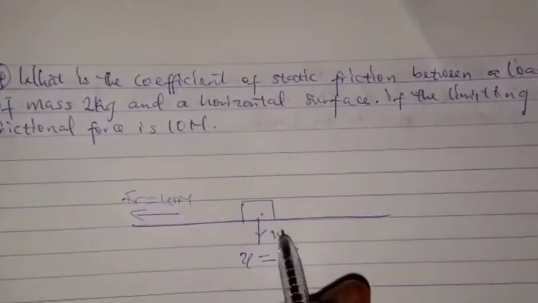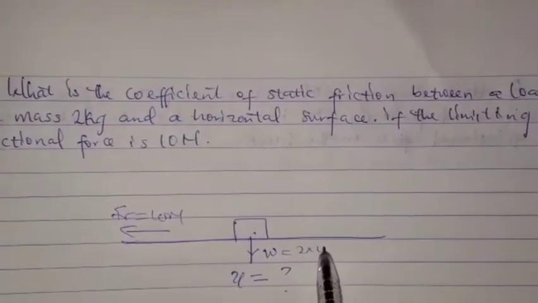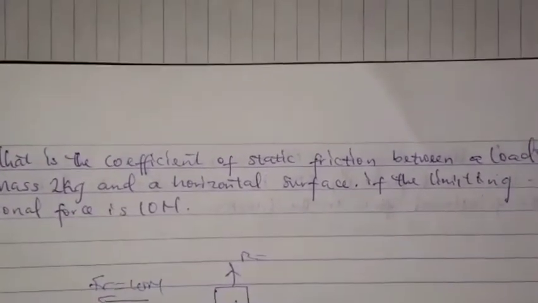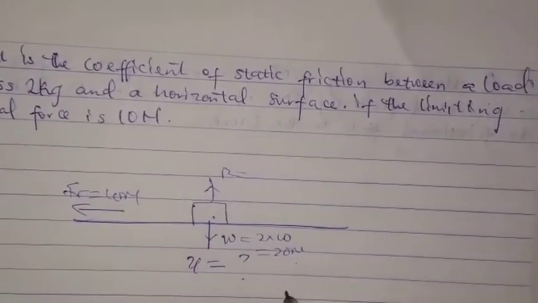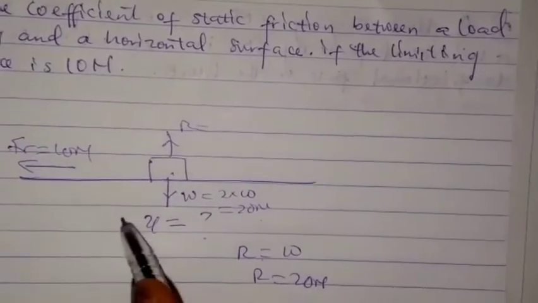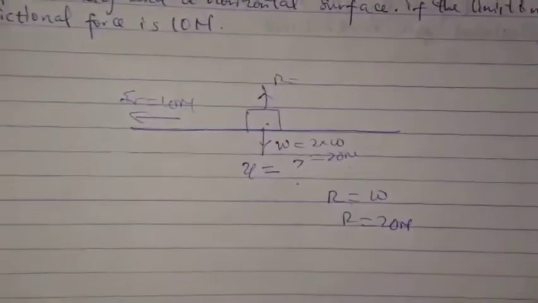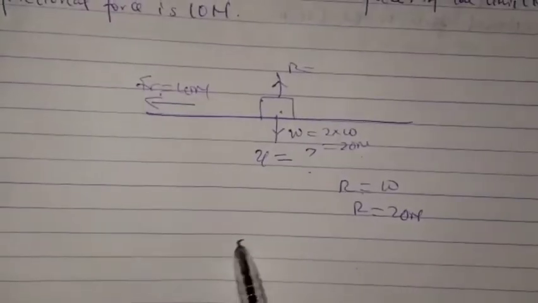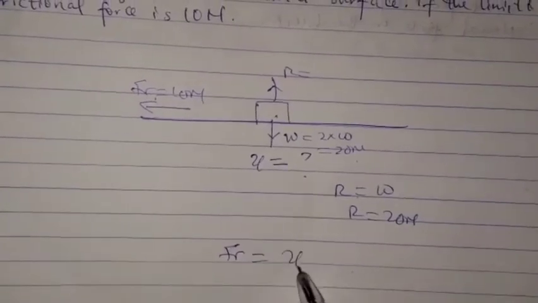So this is your weight. Weight is equals to 2 times 10, mg. That's 20 Newton. So your R is also equals to mg. So R is the same thing as weight. R is 20 Newton. So they said, what's this coefficient of static friction? Yes, in this case, you don't need to trouble yourself. Just use the formula for your friction. FR is equals to mu R.